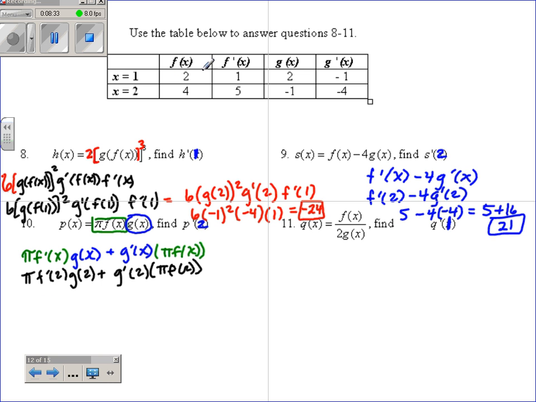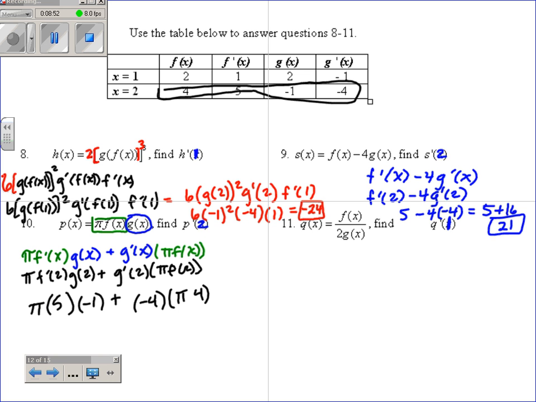Okay, f prime of 2 is 5. g of 2, negative 1. g prime of 2, negative 4. f of 2, 4. So we should have used all of the numbers in this row here. And we did. 5, negative 1, negative 4, 4. So we have negative 5 pi minus 16 pi, which gives us negative 21 pi.